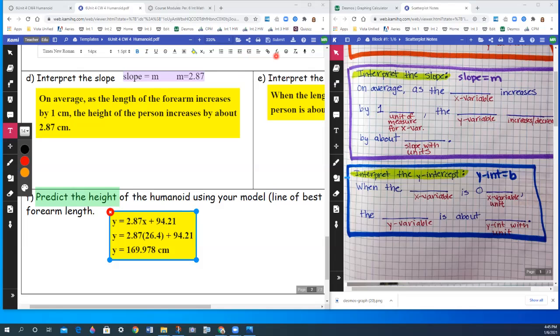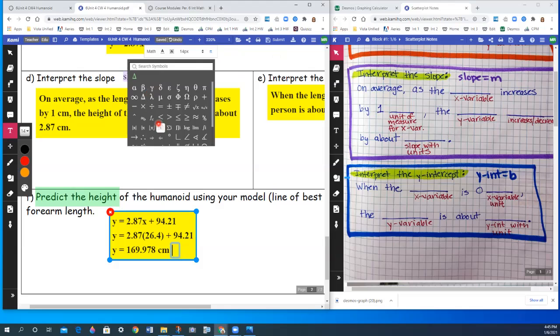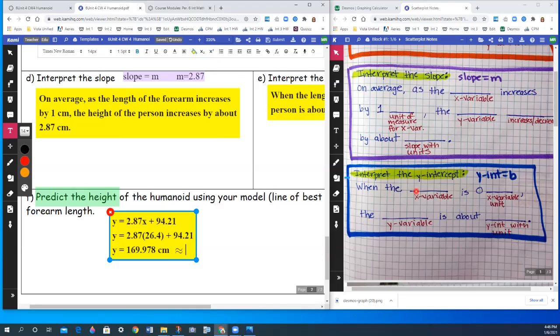And when I click on that f of x, I'm going to then come here to the pi, and this is the one I want, and is about equal to. And let's give two numbers after the decimal, just like everything else, to keep that standard. So the 169.97 is going to round up to 169.98 centimeters. That's going to be the height.